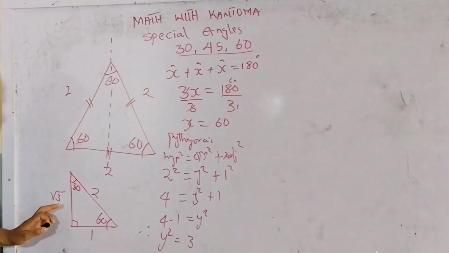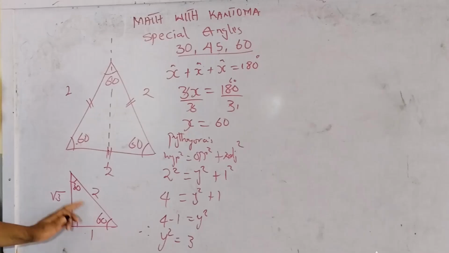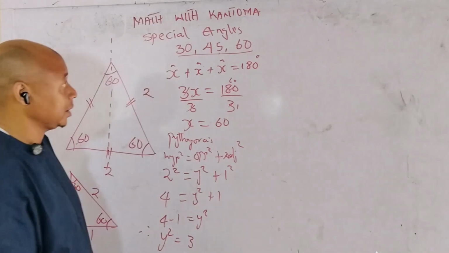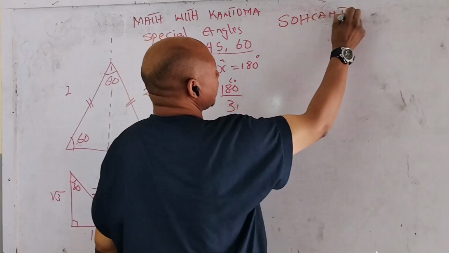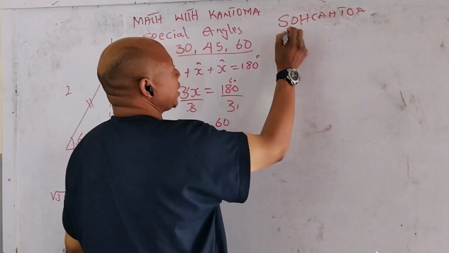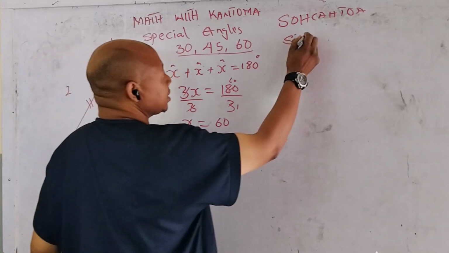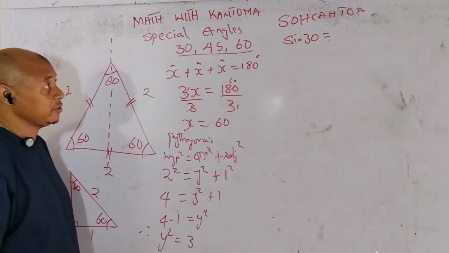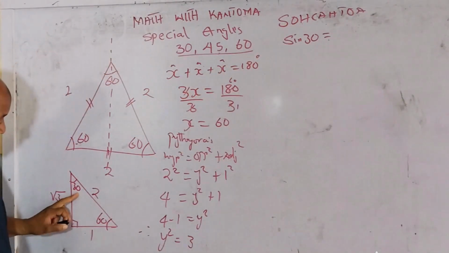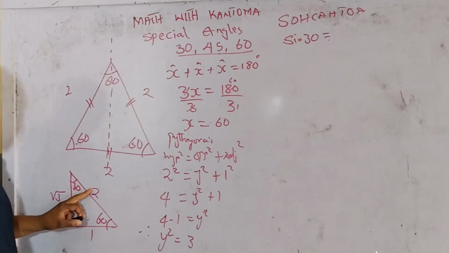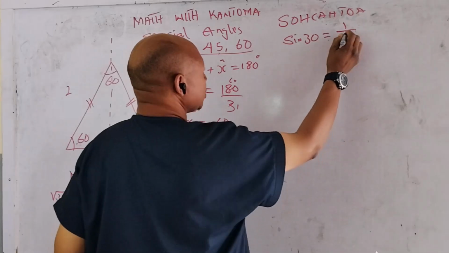Next, I want to find the value of these ratios for the special angles. Using this knowledge of SOHCAHTOA, let us find sine. Sine of this angle first. So now I'm looking for sine 30 degrees. What is sine 30 degrees? By definition, using SOHCAHTOA, sine is opposite over hypotenuse. Opposite to this 30 is this one. Hypotenuse is the longest line, which is 2. So opposite to 30 is 1 over hypotenuse, which is 2.